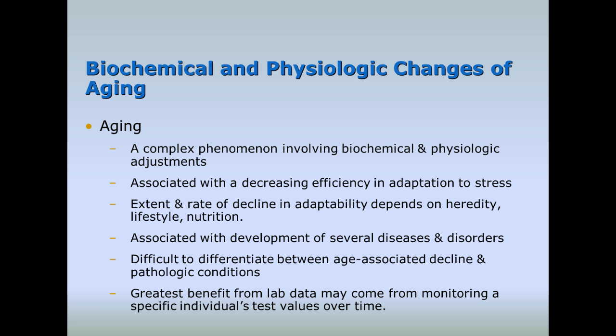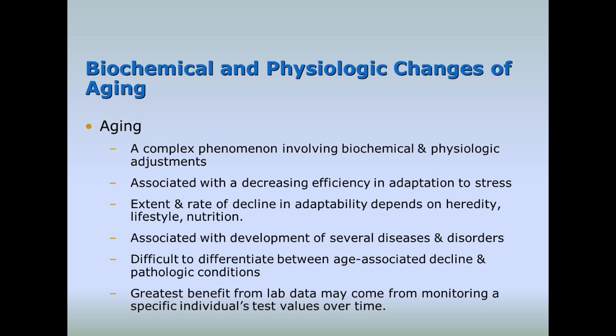It's associated with the development of several diseases and disorders. So as you get older, you're more likely to get heart disease. You're more likely to get cancers and things. It's difficult to differentiate between age-associated decline and pathological conditions sometimes. Here's an example. You are 65, 70 years old, and you go to the doctor and say, "Oh, I am so tired." The doctor's like, "Well, yeah, you're 70, you're getting old," where maybe you have a thyroid condition. So sometimes they say, "Well, you're tired because you're old," and they kind of overlook some of those other things that maybe they should be looking for.